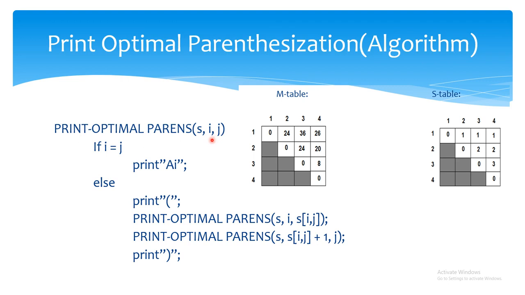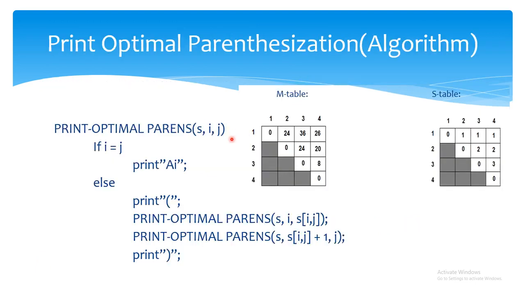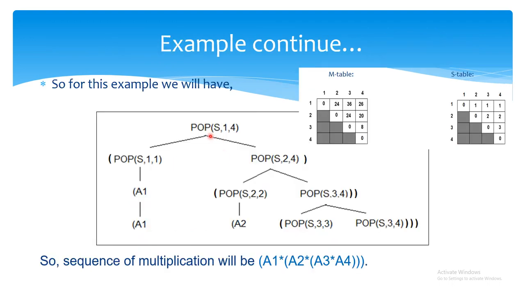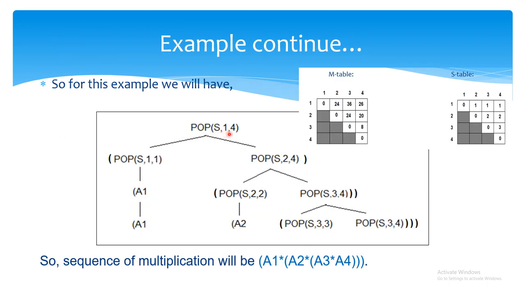So let us trace the example that we took. So POP is equal to s comma 1 comma 4. Here you see the arguments that we are passing are s comma i comma j. So in this case s is going to remain the same, as it is the s table. i is 1 because we have to start with 1, and j value is the total number of matrices. So total 4 matrices are there, so we write s comma 1 comma 4. So POP is a short form for the function name print optimal parenthesis. So POP s comma 1 comma 4.